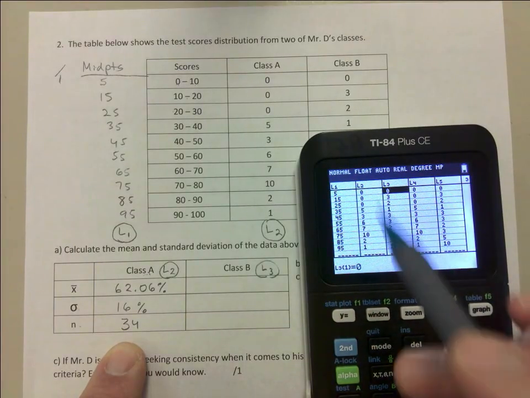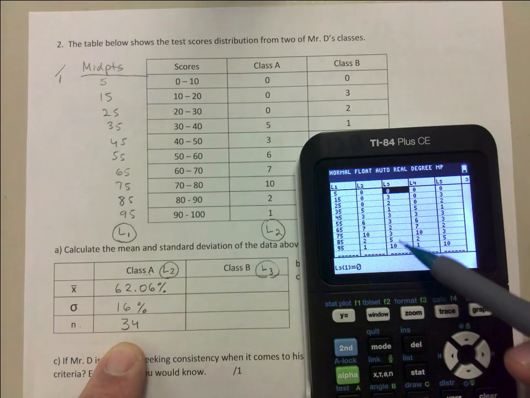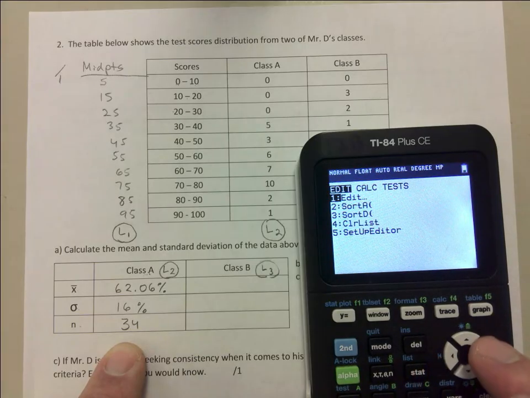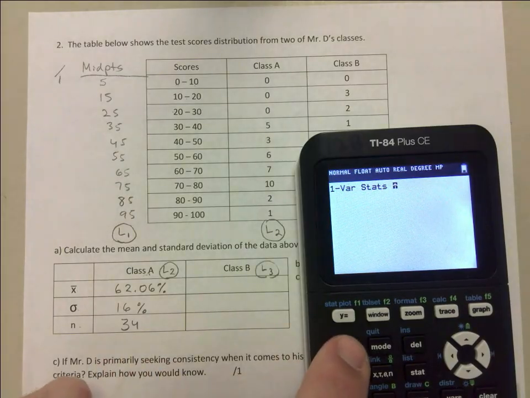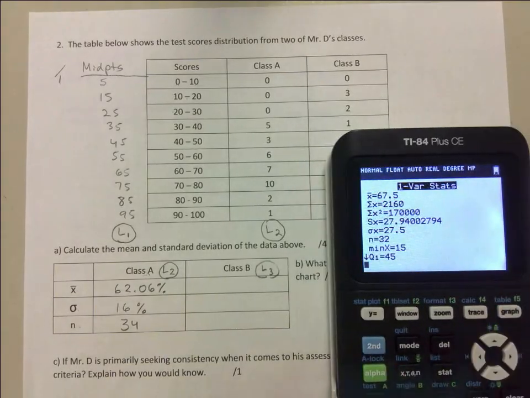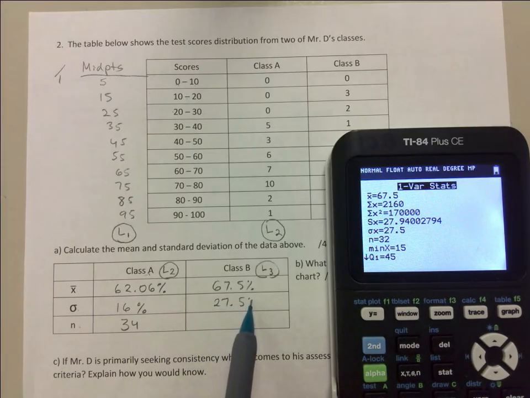There we go. So now I'm going to go L1. I'm going to leave my midpoints in there, and I'm going to feed it L3 as my frequency. Okay, so stat, one variable stats, L1, comma, L3. I hit enter, and the average for that class is 67.5%. The standard deviation is 27.5, and there are 32 students in that class.